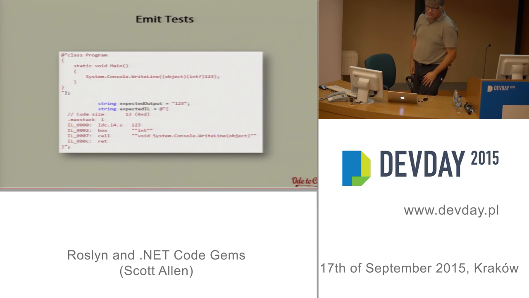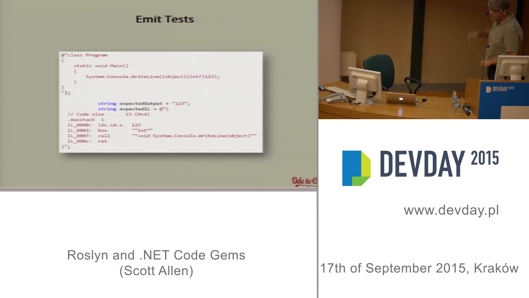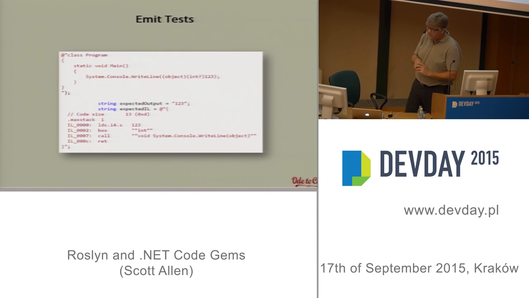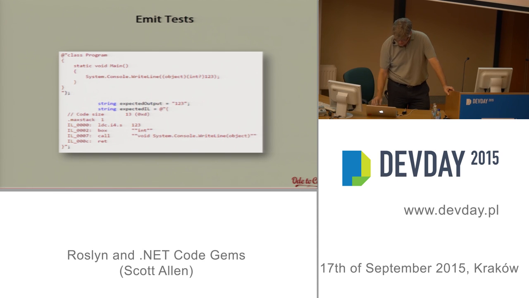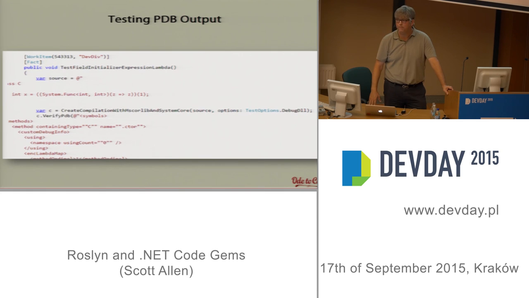Emit test. How do you check that this class program static void main system.console.writeline produces the right IL? With string comparisons, of course. How do you test that it produces the right PDB file? With string comparisons, of course.